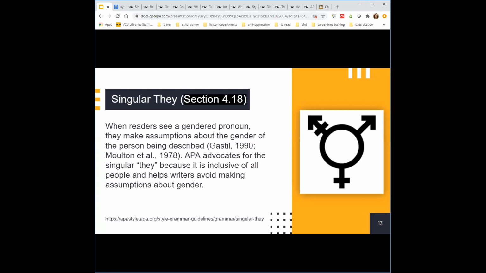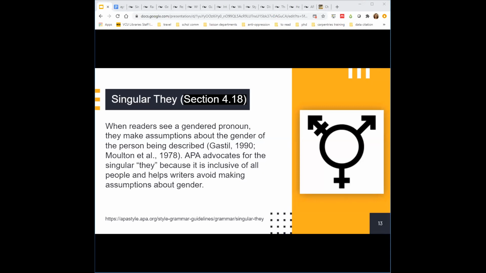The singular they. This is in section 4.18. I have a quote here from the APA Style blog about their rationale. I just want to highlight that APA advocates for the singular they because it is inclusive of all people and helps writers avoid making assumptions about gender. So always use a person's self-identified pronoun, including when a person uses the singular they as their pronoun. Also use they as a generic third-person singular pronoun to refer to a person whose gender is unknown or irrelevant to the context of the usage.